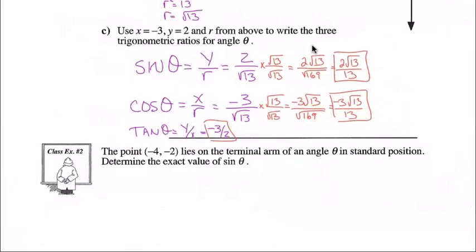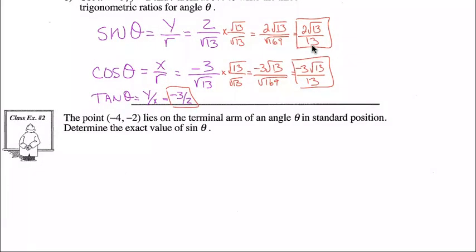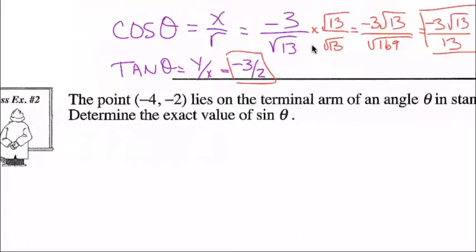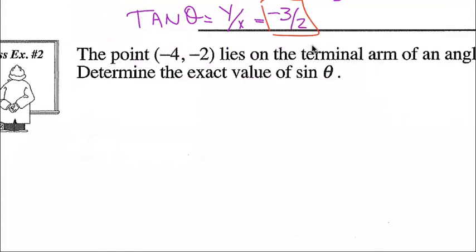Example 2. Point -4, -2 lies on the terminal arm of angle theta in standard position. Determine the exact value of sine theta. So let's first of all draw our coordinate grid, plot our point, see what we're dealing with. -4, -2 may be over here somewhere.